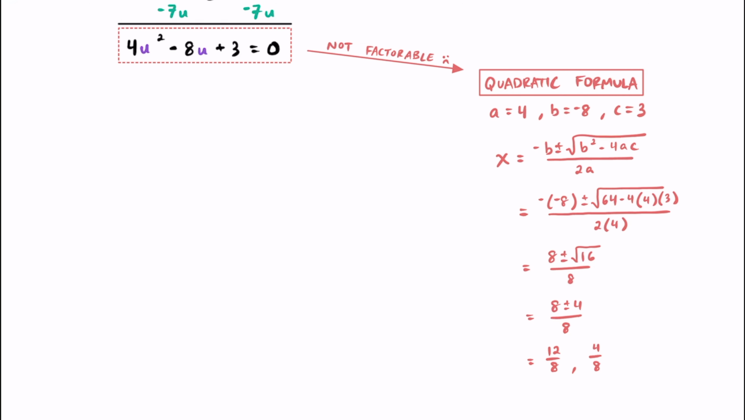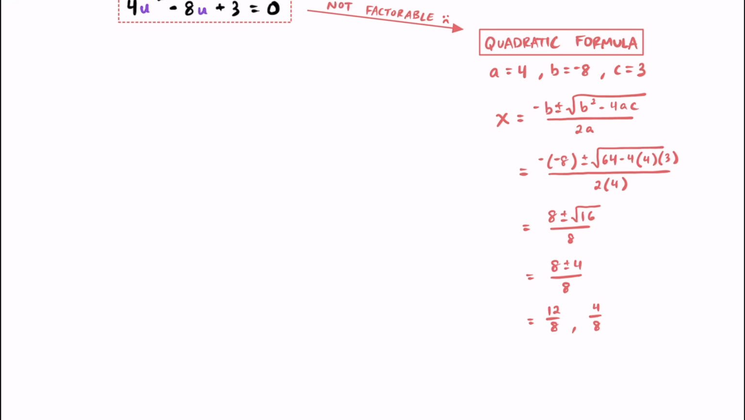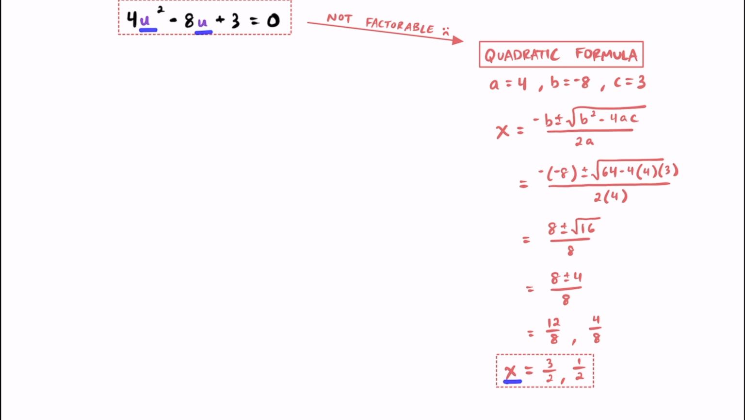So plugging that a, b, and c value into the quadratic formula, what we're going to find is that x, or u rather, is going to be equal to 3 over 2 or 1 over 2. Those would be the two ratios. Now keep in mind that this x was really just representing our u's back when we were dealing with our equation that had that u instead. So we can say that u is equal to positive 3 over 2, as well as u is equal to 1 over 2.